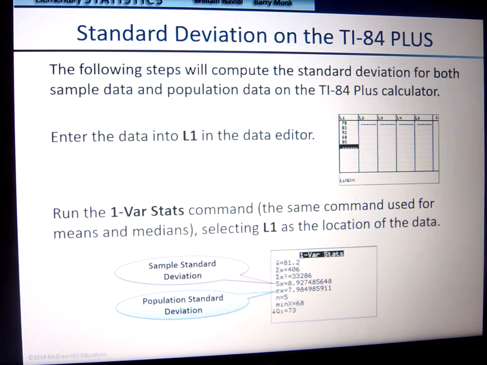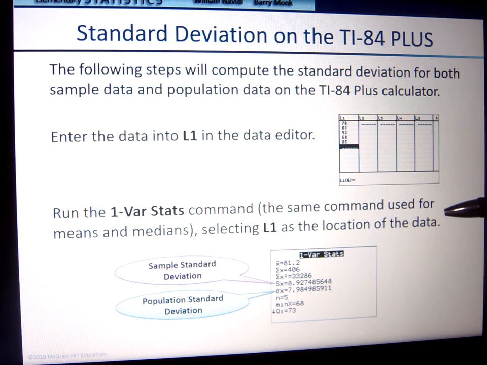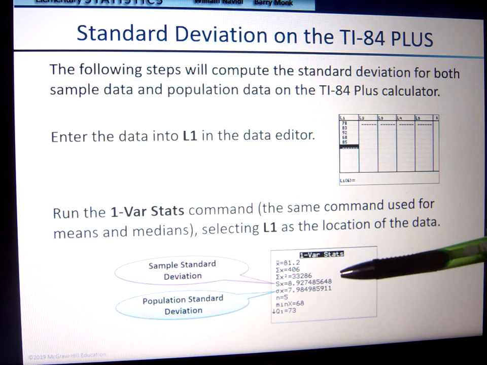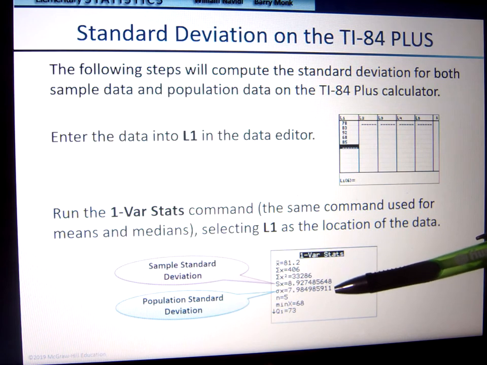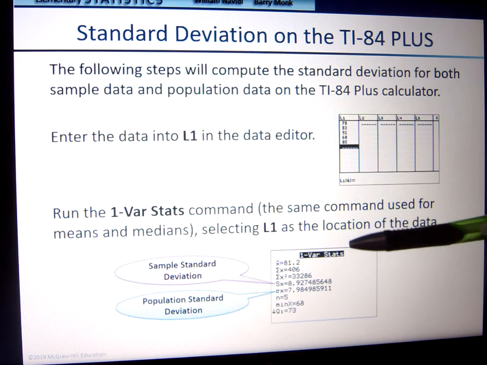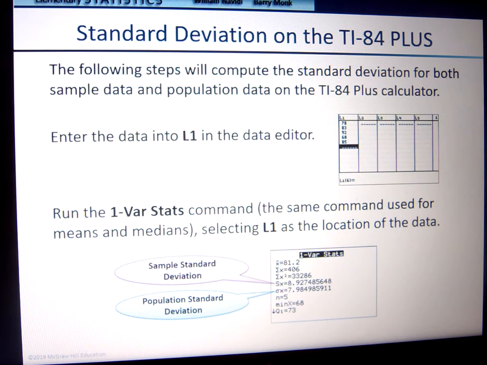All right, here we have our TI-84 Plus. We're going to put our data in here. We're using our one variable statistics command again, and down here you will see your sample standard deviation and your population standard deviation. Right here are your values. So the same as before when we had this list in here, just hit your one variable statistics, and that will give you your values.